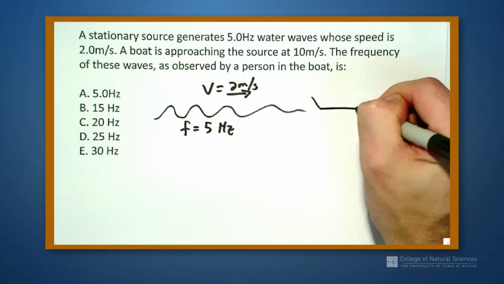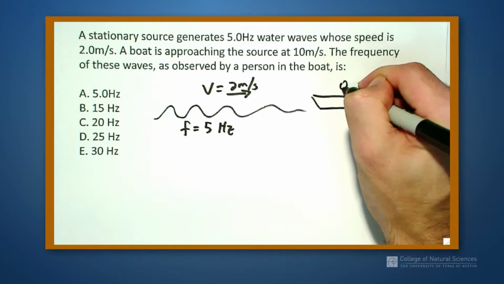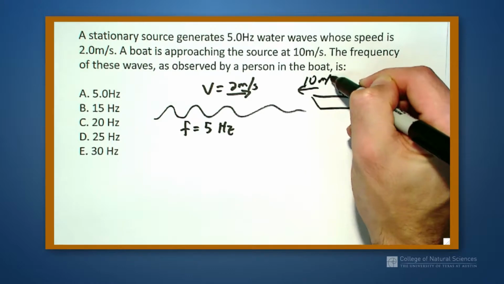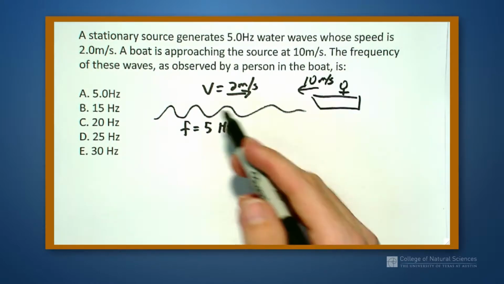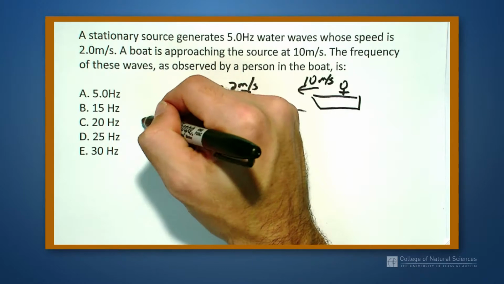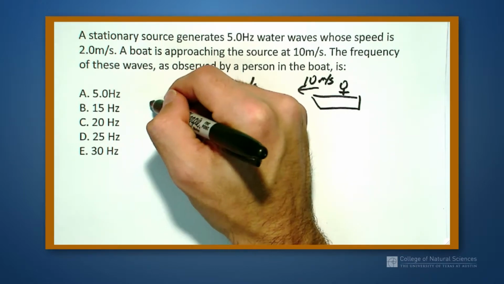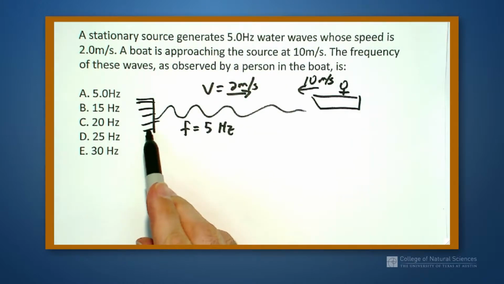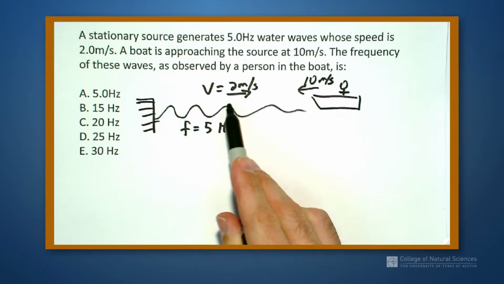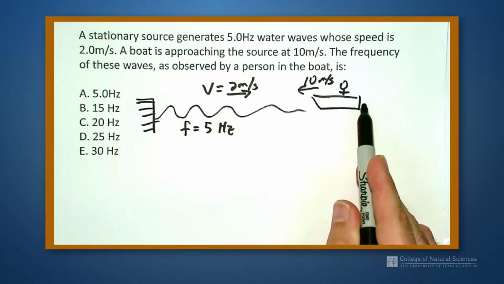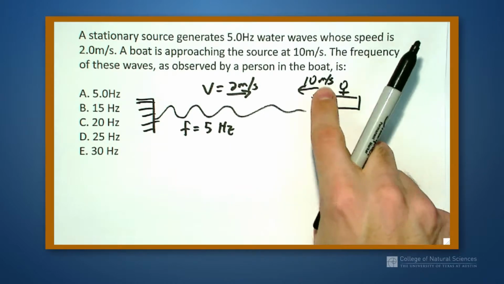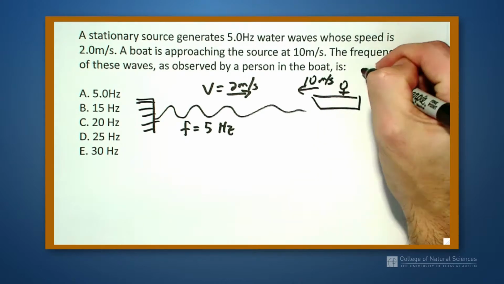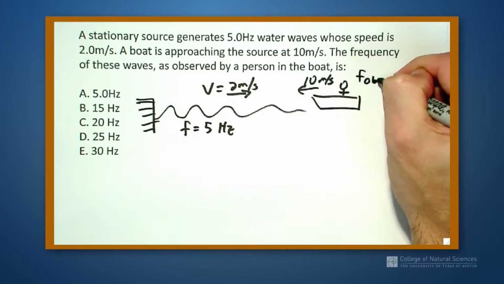We have a boat that comes in. We're going to be a little observer in the boat, and we're going to be moving at 10 meters per second towards our source. We have a little wave machine down here. So my wave machine is over here producing these waves. They leave at 2 meters per second. I'm traveling in a boat going towards the wave machine at 10 meters per second. And I want to know what's the frequency that I observed, my observed frequency.